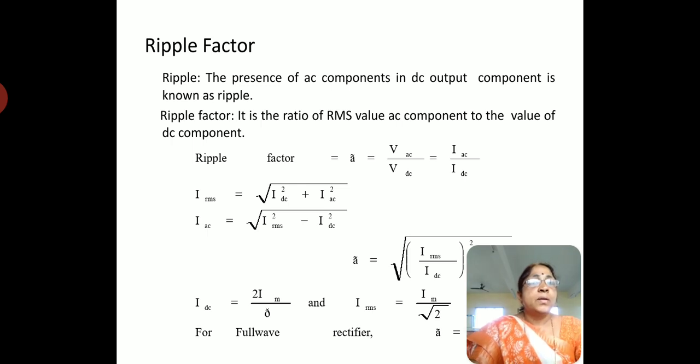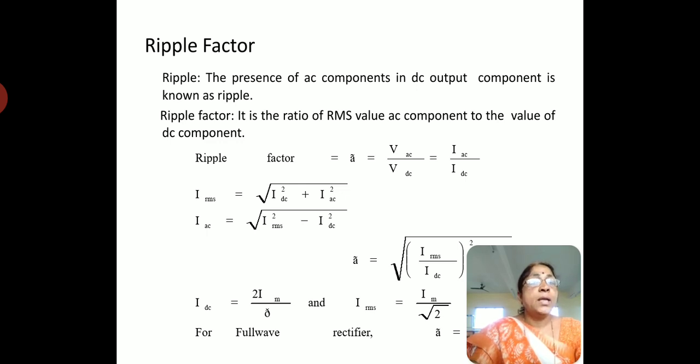Now, ripple factor. Ripple is nothing but the presence of an AC component in a DC output component. That is, the AC component in a DC output component is nothing but a ripple. And the ripple factor is the ratio of the RMS value of the AC component to the value of the DC component.